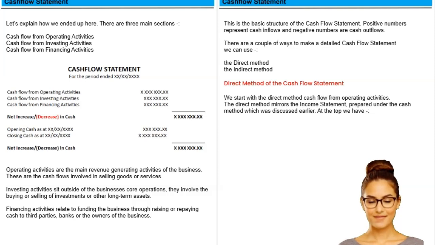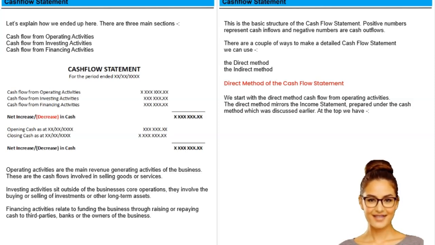Stop and ponder. Next, we have the investing activities. These sit outside of the business's core operations. They involve the buying or selling of investments or other long-term assets. Write that down. It involves the buying or selling of investments or other long-term assets. Investing activities. Lastly, we have the financing activities.